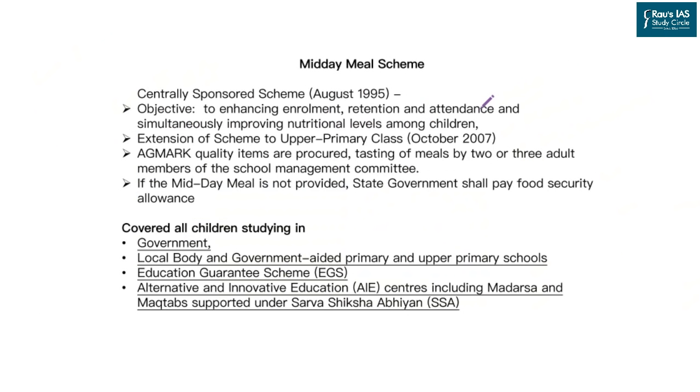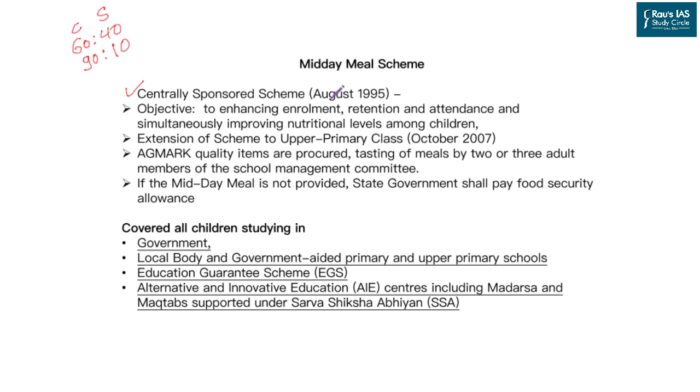The midday meal scheme is a centrally sponsored scheme where the funding is shared between the center and the state in the ratio of 60 to 40, 60 being the center and 40 being the state. For hilly areas and backward states, the ratio remains 90 to 10.